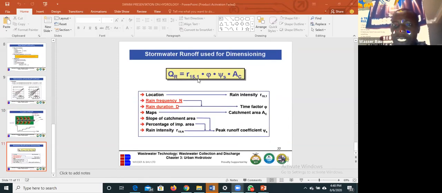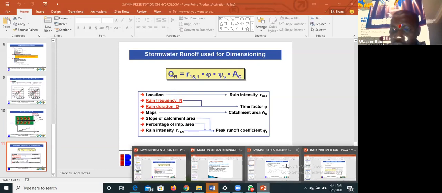So how do you determine runoff for urban drainage, for stormwater drainage? It is the intensity multiplied by the time factor, multiplied by the coefficient of runoff, multiplied by the area. But if you put all these together, they will give you a simpler formula: just the intensity times the runoff coefficient times the area. You can put these three together and it becomes what we call the peak runoff coefficient. If you put these two together, it will give you just the time factor.